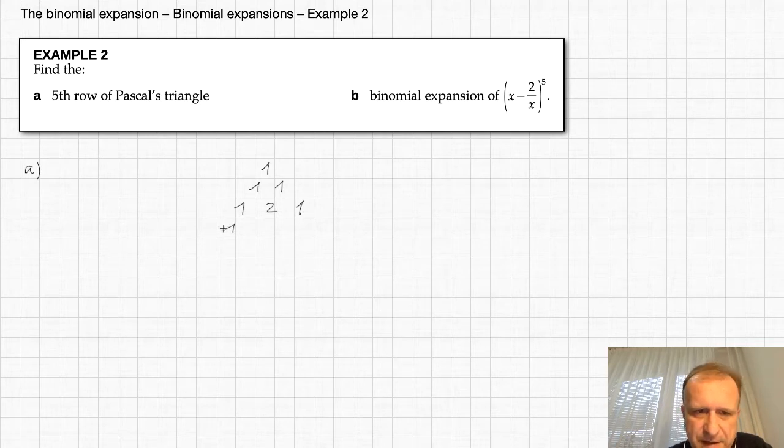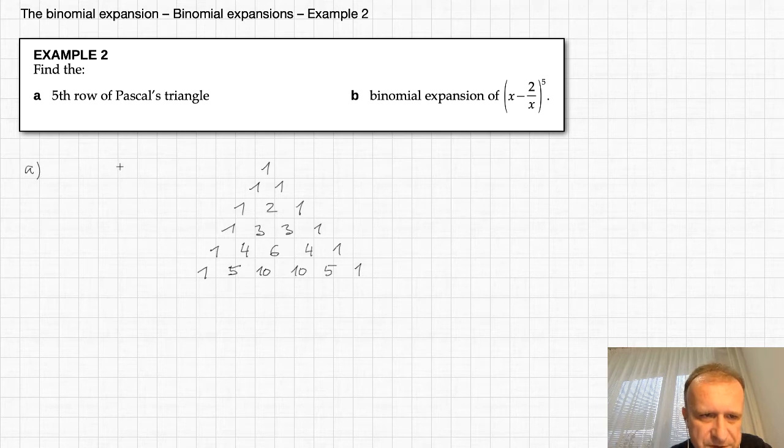Now again I add number 1 here. 1 plus 2 is 3, 2 plus 1 is 3 again, and 1 is added. Again add 1, 1 plus 3 is 4, 3 plus 3 is 6, 3 plus 1 is 4 and 1. And for the fifth row, 1 plus 4 is 5, 4 plus 6 is 10, 6 plus 4 is 10, 4 plus 1 is 5, and finally we have 1.